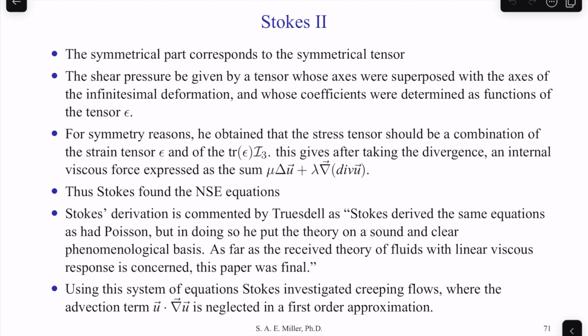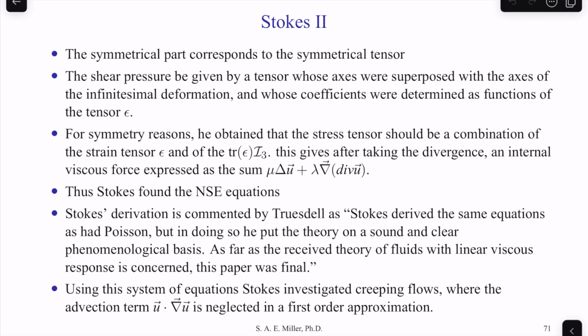The symmetric part is the symmetric tensor, and the shear pressure is given by the tensor where the axes are superimposed by the axes of the infinitesimal deformation, and the coefficients were determined as functions of the tensor epsilon. For the symmetric part, he obtained that the stress tensor should be a combination of the strain tensor and that of the trace. This gives, after taking the divergence, an internal viscous force expressed this way, which should look very familiar to those who write down the Navier-Stokes equations today, with the first and second coefficient of viscosity. So Stokes then found what we mostly see as the Navier-Stokes equations today.